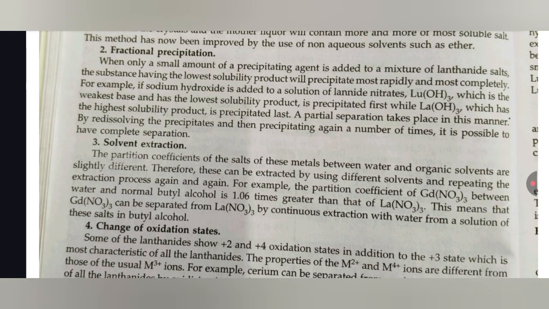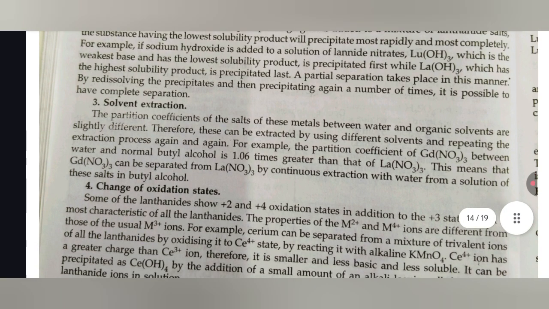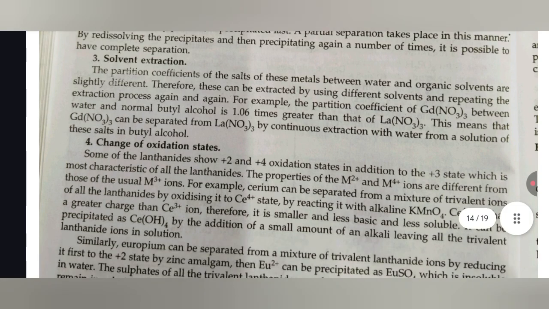Fractional precipitation. When only a small amount of precipitating agent is added to a mixture of lanthanide salts, the substance having the lowest solubility product will be precipitated more rapidly and more completely. For example, if sodium hydroxide is added to a solution of lanthanide nitrates, La(OH)3, which is the strongest base and has the lowest solubility product, is precipitated first, while Lu(OH)3, which has the highest solubility product, is precipitated last. A partial separation takes place in this manner; by dissolving the precipitate and then precipitating again a number of times, it is possible to have complete separation.